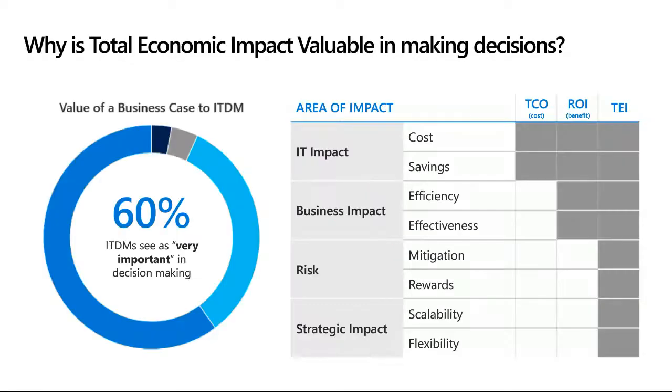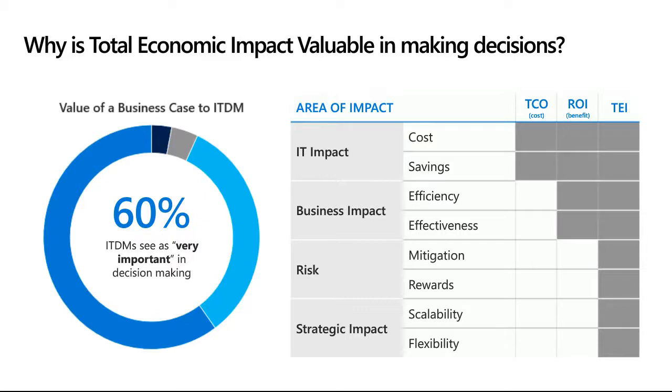According to Forrester, 60% of IT decision makers agree their business case is important to their decision making. Forrester TEI studies incorporate a variety of methodologies to determine the costs and the benefits. The IT impact, or total cost of ownership, covers costs over the analysis period and can include hardware, software and services, along with personnel costs associated with planning, implementation and maintenance.